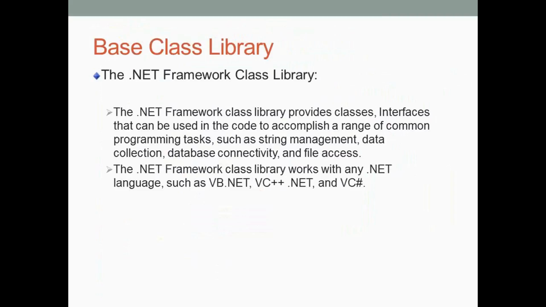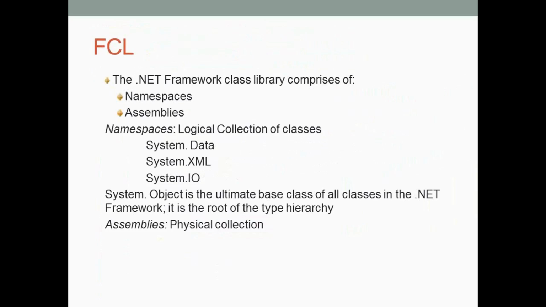Okay, so base class library. The class library provides classes and interfaces that can be used in code to accomplish a range of common programming tasks such as string management, data collection, database connectivity, and file access. It gives us class libraries which work with any .NET language such as VB, VC++, and C#. So this is what the framework class library contains: namespaces and assemblies.